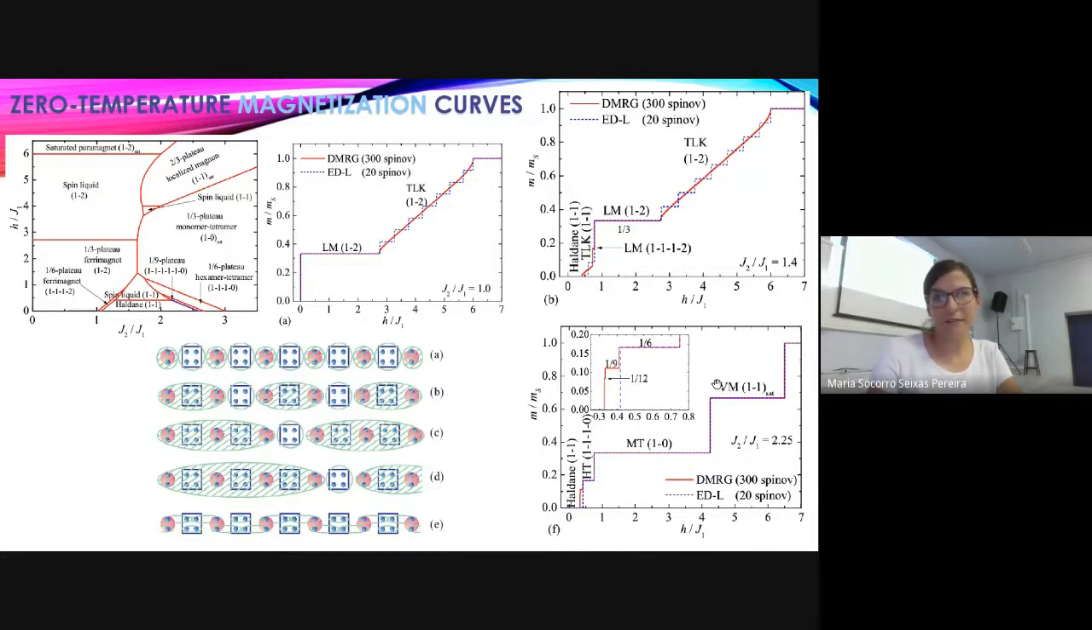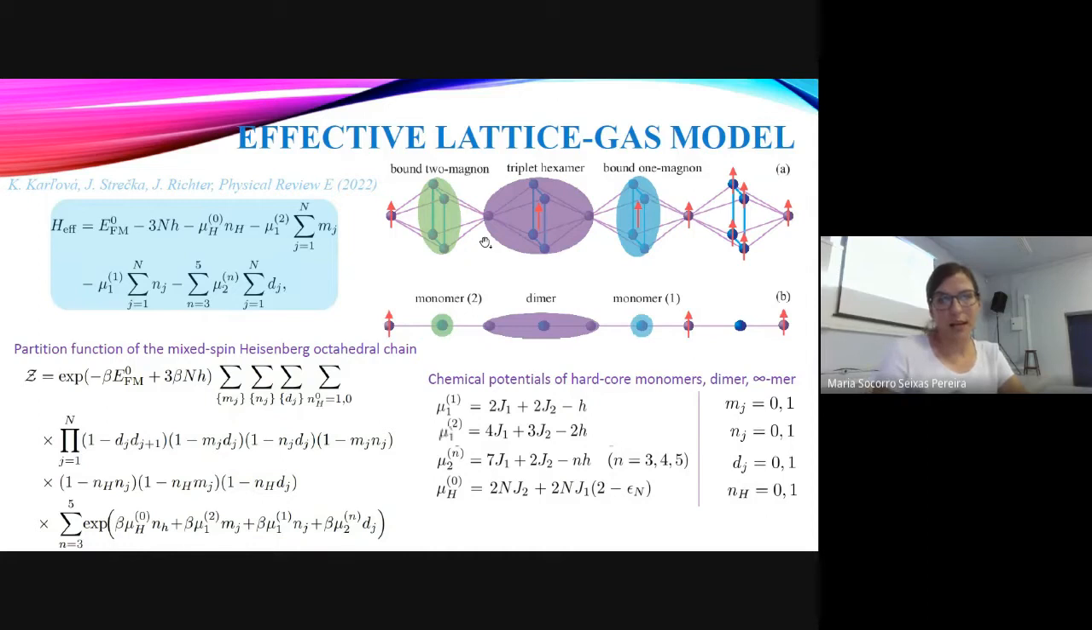And I forgot to say that these results were obtained from DMRG on the effective Heisenberg chains, as well as from the Lanczos method on the original Heisenberg octahedral chain, and they are in good accordance. Okay.